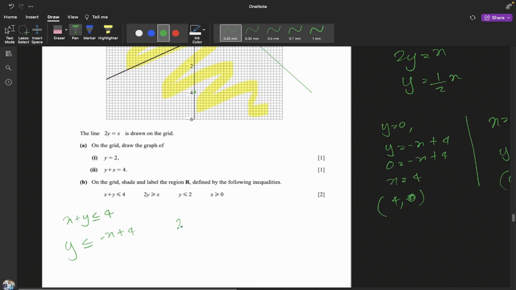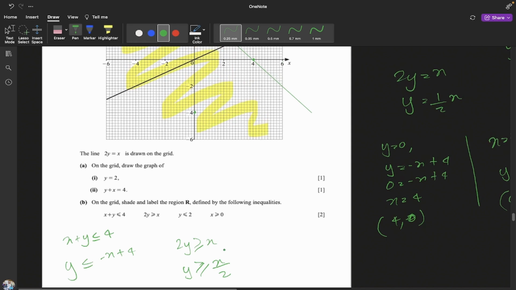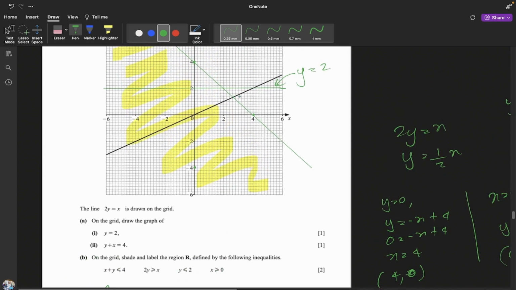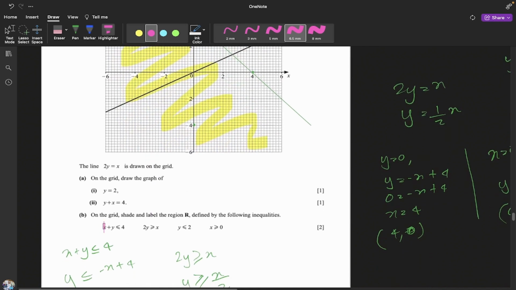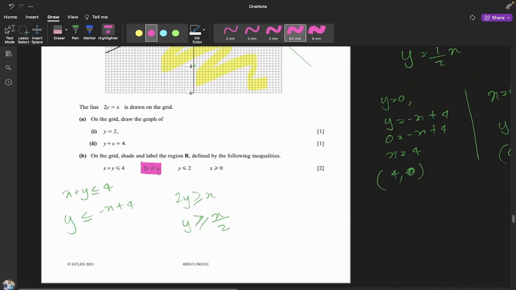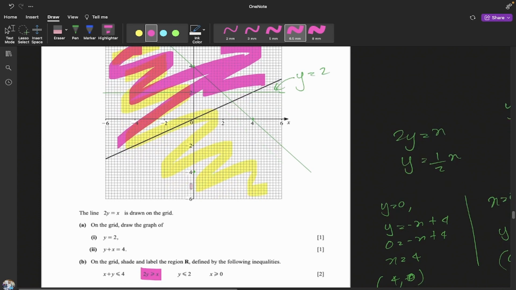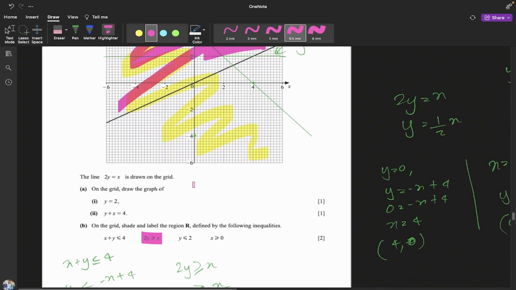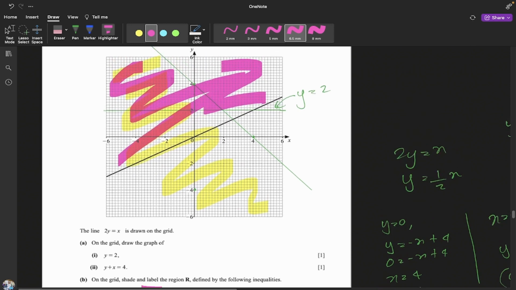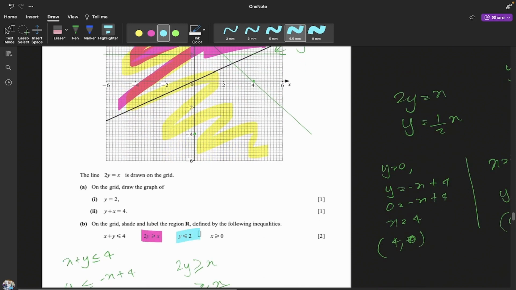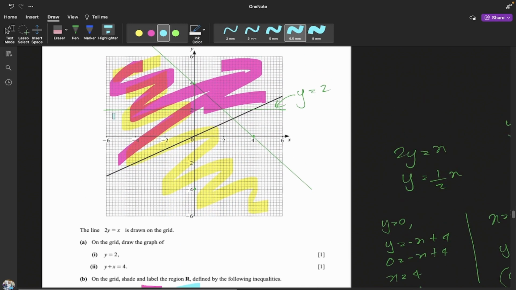Next one. 2y greater than or equal to x. So y should be greater than or equal to x over 2. So the part above this graph. For that one I'll use a different color. I'll highlight this part, including this part also. Then y is less than 2. Y is less than 2, this region.